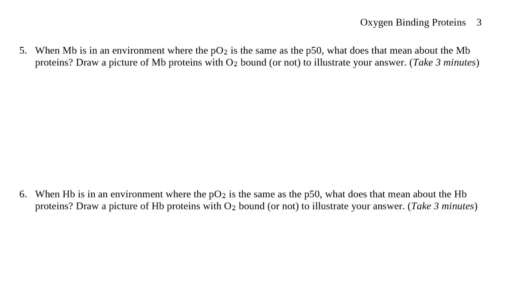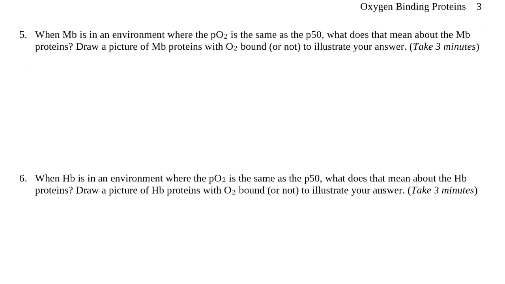Question 5. So now we go past what we actually got to in class and onto something new. Question 5 says, when myoglobin is in an environment where the partial pressure of oxygen is the same as the P50, what does that mean about the myoglobin proteins? Draw a picture of myoglobin proteins with oxygen bound or not to illustrate your answer.